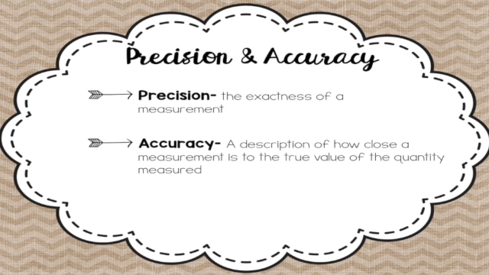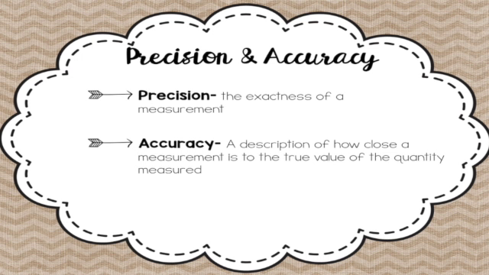All right, next we're going to talk a little bit about precision and accuracy. Precision is the exactness of a measurement, and accuracy is a description of how close a measurement is to the true value of the quantity measured. So if we're thinking about this as darts, when you throw a dart, if you throw it on the bullseye, you are accurate because you're trying to get it to the actual value.